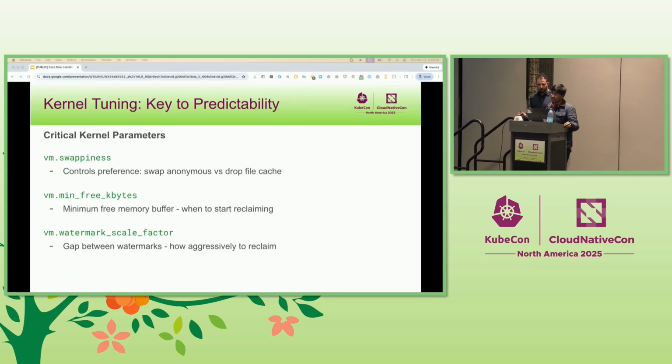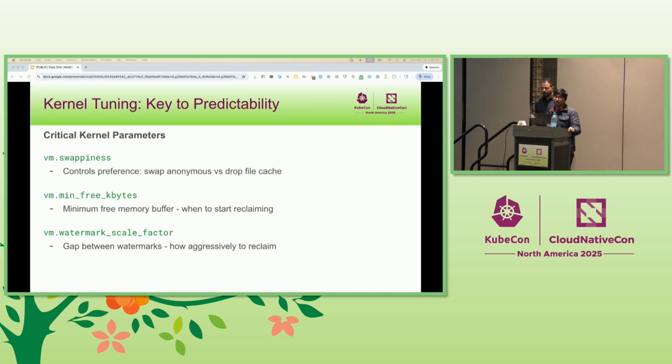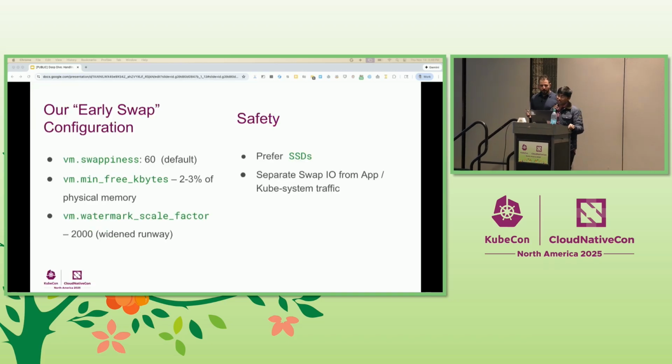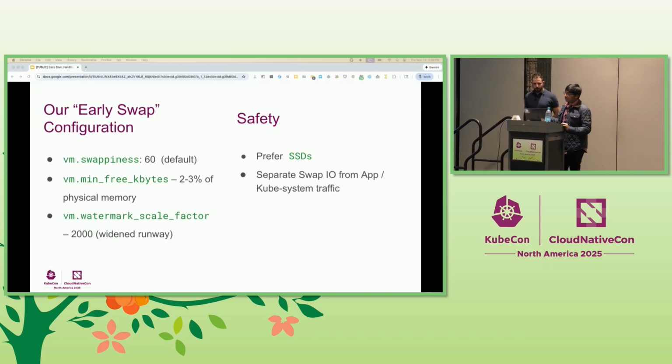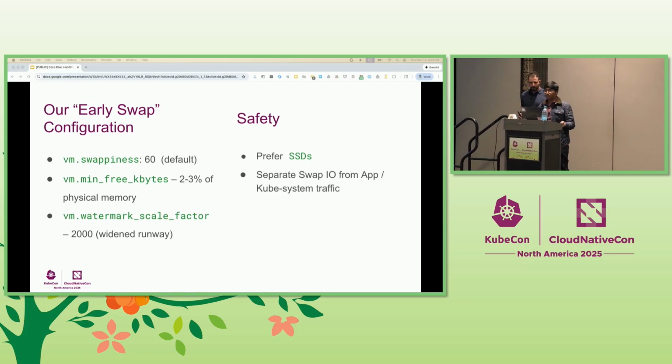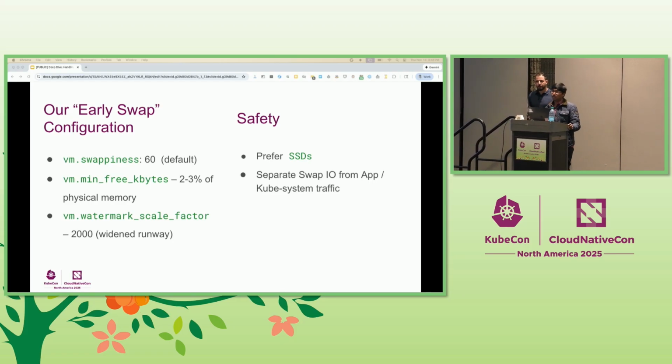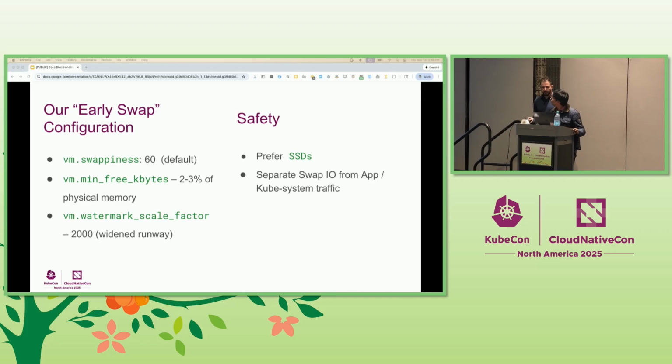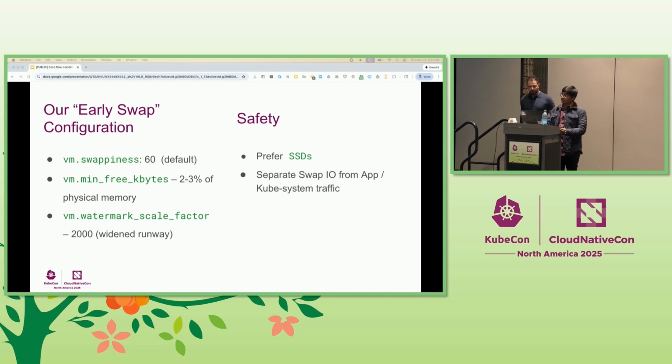In summary, these are the key kernel parameters I want you to take away from the talk today, on how you could control swap. This is from our experience, our early swap configuration. These can be good starting parameters for tuning, but again, this is application dependent, so I definitely recommend performing your own tuning with your workloads to decide the best outcome. And I would prefer SSDs, and separating, as Itamar said, swap IO from your application or kube system traffic, because you don't want IO interference or noisy workloads because of swap.